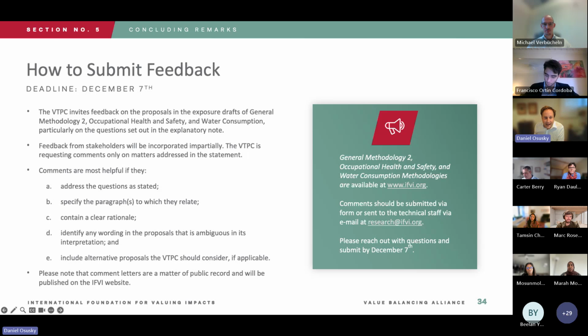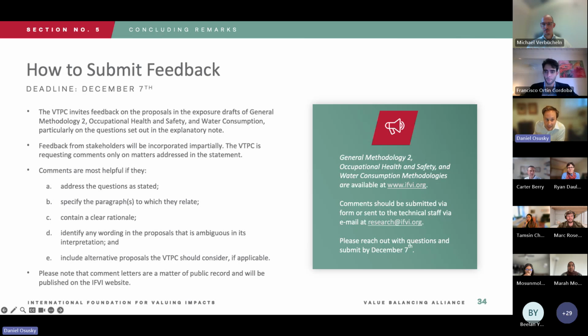We have, as has been highlighted, very specific questions that have been proposed for each of the methodologies. But at the same time, we also have space for anyone to provide any other feedback that they have on those methodologies as well. There is some guidance about how we would prefer the feedback to be provided. But at the end of the day, what is most important is that the feedback is being shared. And so we welcome any and all input into these drafts for our analysis.